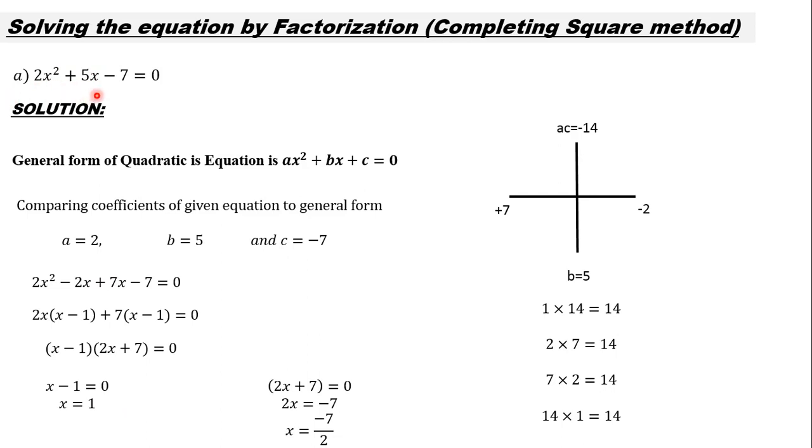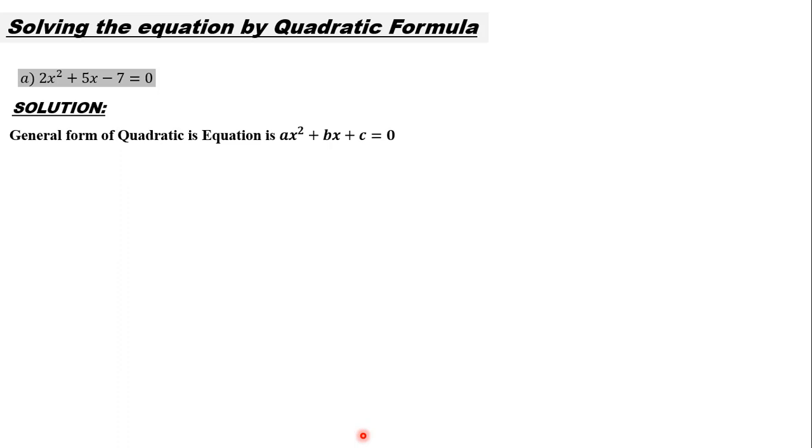Now students, let us learn how to solve the quadratic equation by using the quadratic formula. Students, let us take the same question. The first step is to find the values of a, b and c. Here a is going to be 2, b is going to be 5 and c is equal to minus 7, like we did in the previous question.